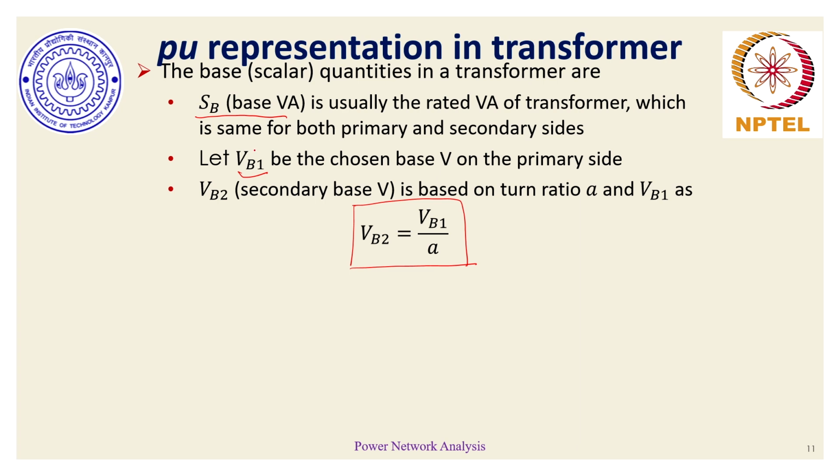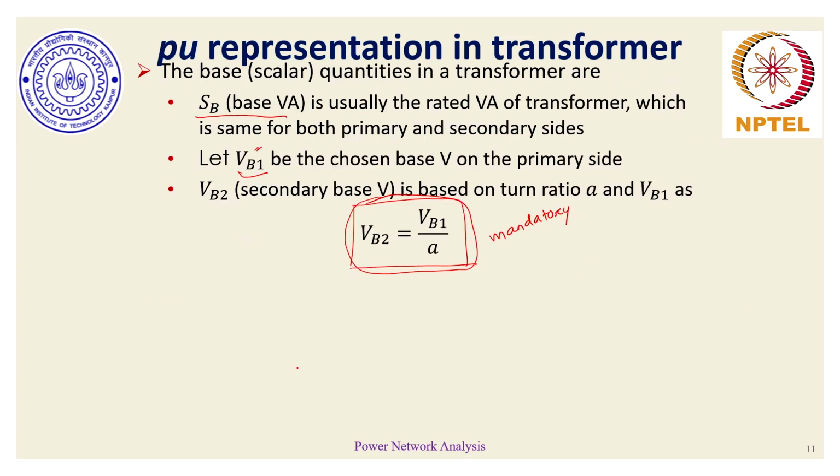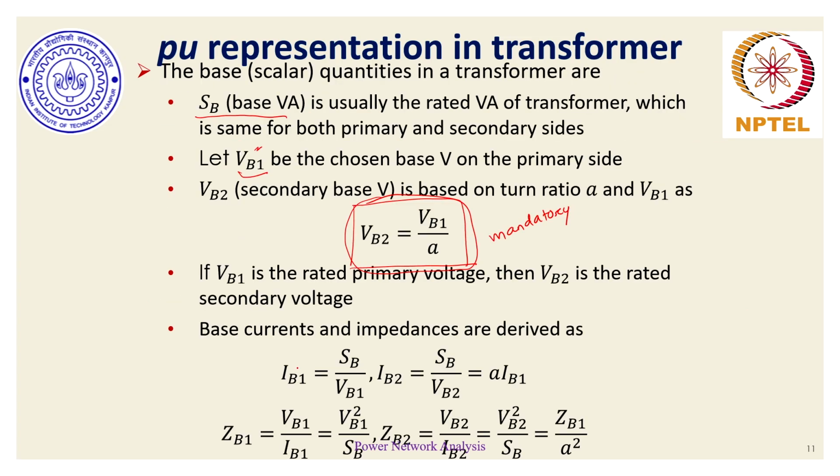So if we know VB1 as per the nameplate specification of the transformer, the corresponding base voltage on the secondary should always be as per this definition. If this is not ensured, the advantages of the per unit system are lost. So this is a mandatory exercise to be kept in mind while defining per unit systems for three-phase networks, specifically for a single-phase transformer. Now, if we know these base voltages and base power, can we not rewrite this expression in terms of per unit quantities? Probably yes. So let's see how we define that.